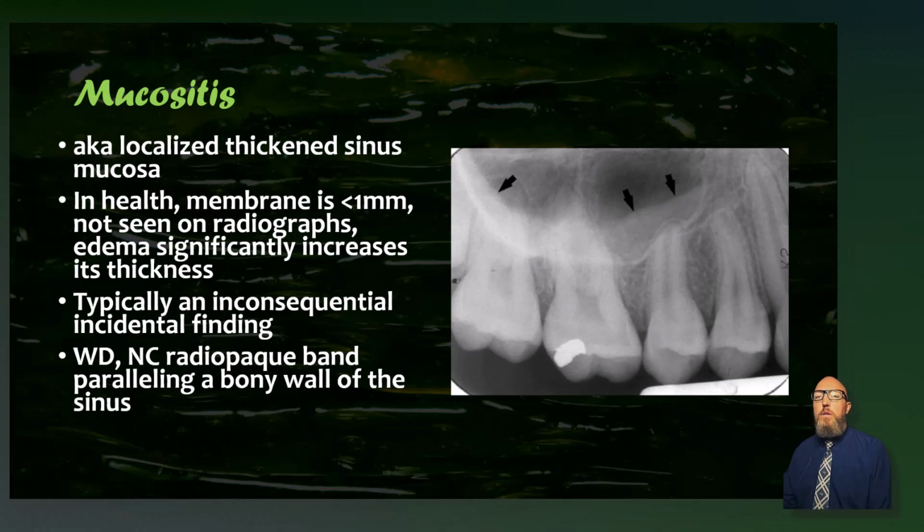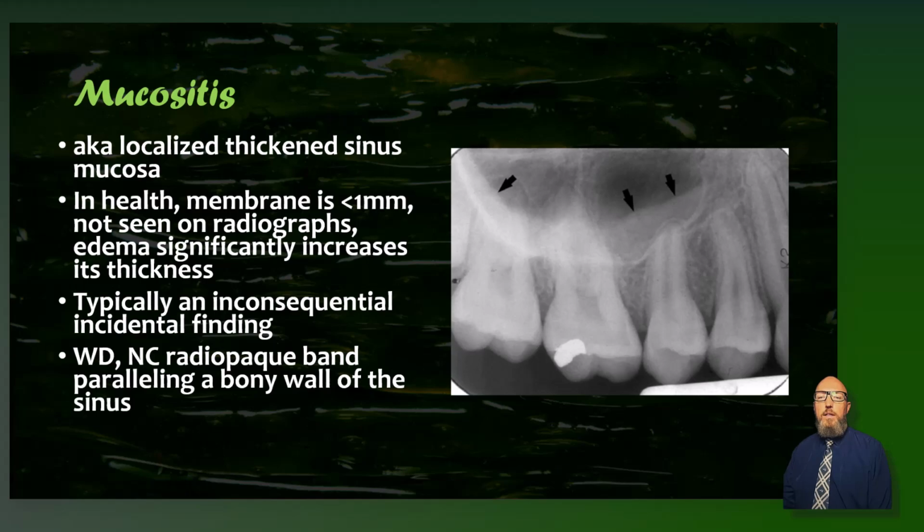And here we have mucositis. This is the first and most trivial finding. Localized mucositis, thickening of the sinus mucosa. In health, remember that sinus mucosa should be under 1 millimeter and not really visible on any of our imaging, radiograph or CBCT. But edema is going to increase its thickness substantially. This is typically inconsequential. I think of it like gingivitis, where everybody has a little bit of it. Maybe it's not perfectly healthy, but in most cases, these are not going to require treatment. So just an incidental finding.